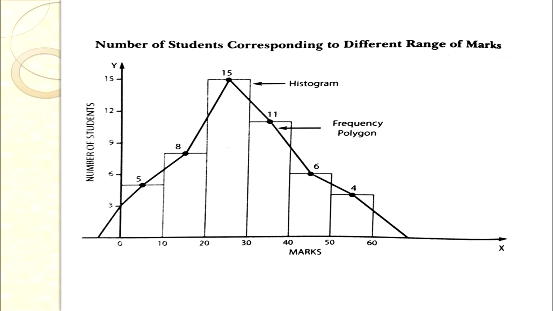Now how to start and how to end? To start, we need a point on the x-axis on both sides. So on both sides of the histogram, we have to find the midpoint of the next class or the previous class. Then we start from this midpoint and join all the points with the help of a scale. We can easily see we have drawn the frequency polygon. This is how we draw a frequency polygon with the help of a histogram.